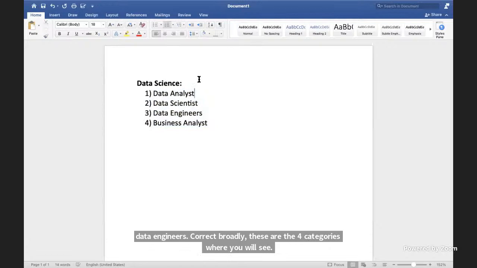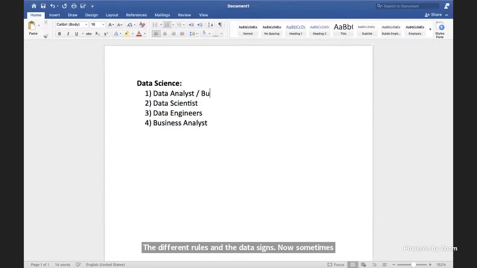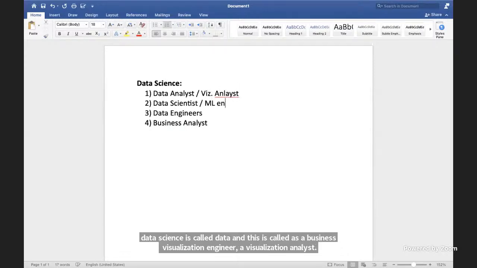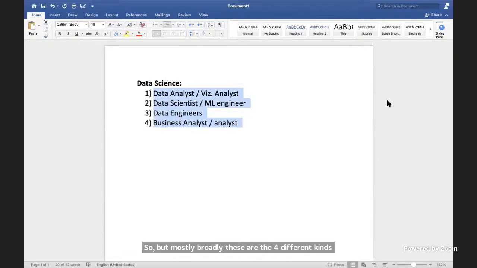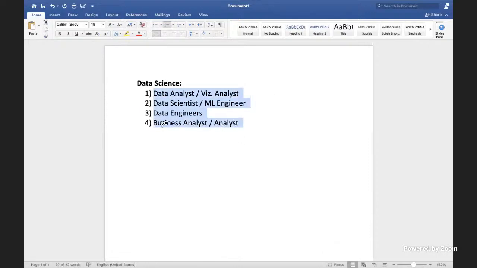Now, sometimes a data analyst is called a business visualization engineer or a visualization analyst. A data scientist sometimes is known as a machine learning engineer. A BA is sometimes just simply known as analyst. Correct, everyone? But mostly, broadly, these are the 4 different kinds of roles that you can expect. Now, I am going to ask you a few questions. Think and answer. You don't have to answer right away. What is common between all these 4 roles?